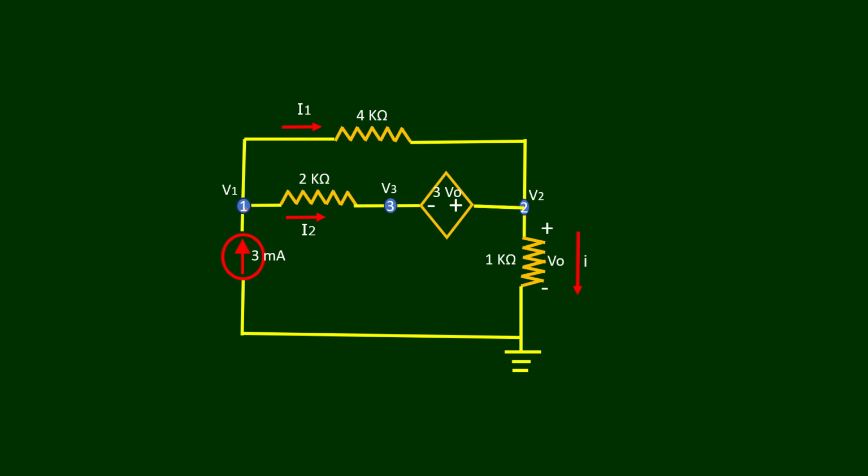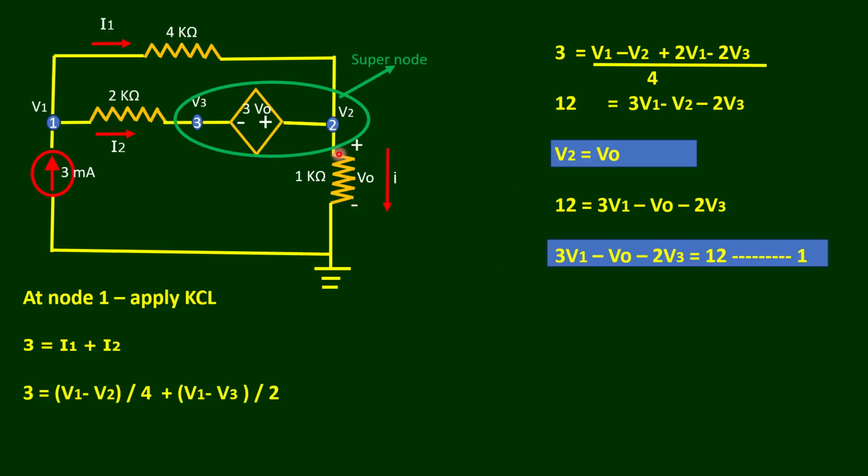And here we have node 1, node 2 and node 3, and this is our reference node. Since this dependent voltage source is not connected to the reference node, this becomes the super node. So here we have the super node. Now we try to solve this problem.